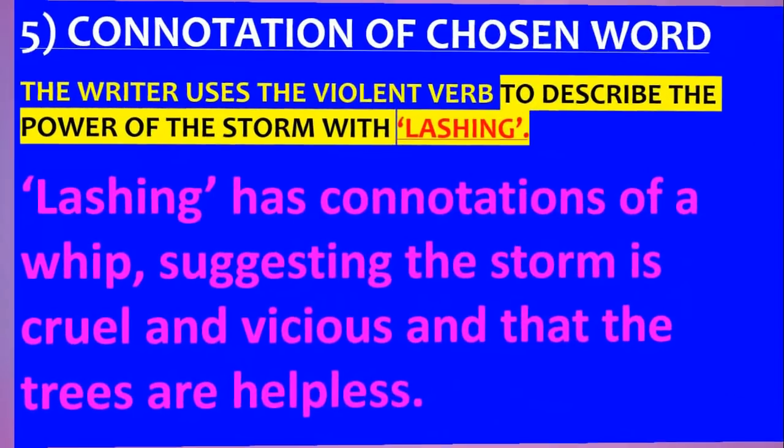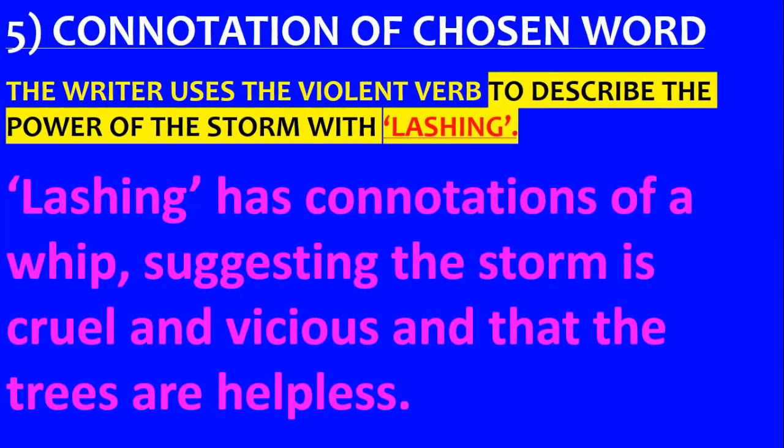Okay. Now, the part I'm going to get my marks for, the connotation of the chosen word. So what is the connotation of the word lashing? Well, lashing has connotations of a whip, suggesting the storm is cruel and vicious and the trees are helpless. So what I'm saying is the writer has used the word lashing to suggest that the land is almost being punished by the storm.